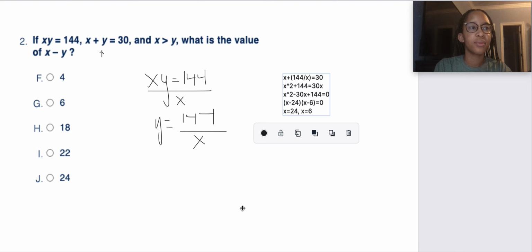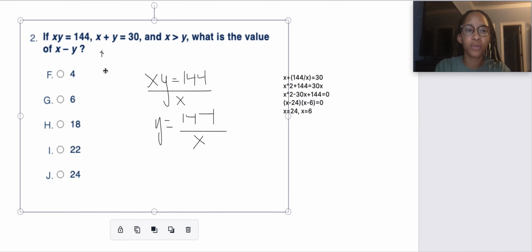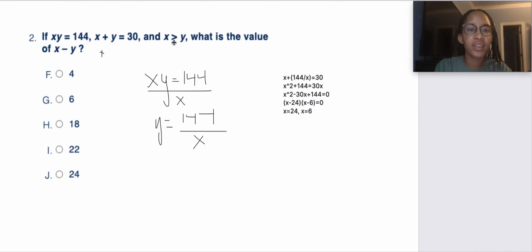And we also know that x has to be greater than y. And we can see originally here, xy equals 144. So that means if y was 6, then x would be 24. And if x was 6, then y would be 24. We know that x has to be greater than y. So that means our x is going to be 24.